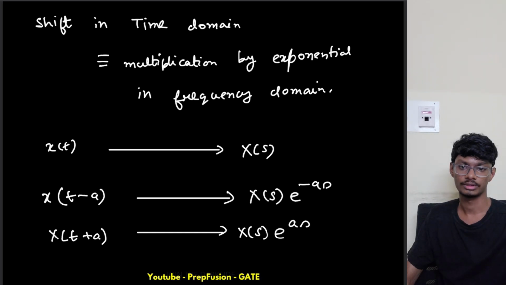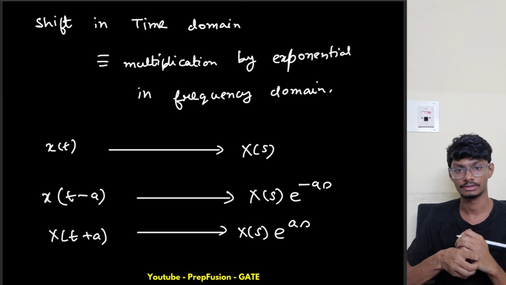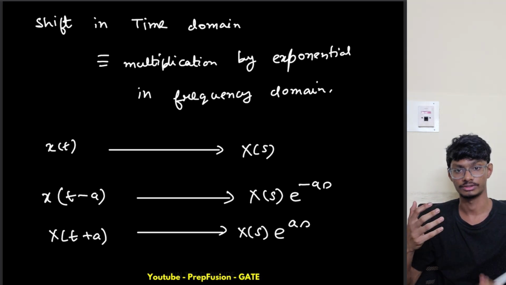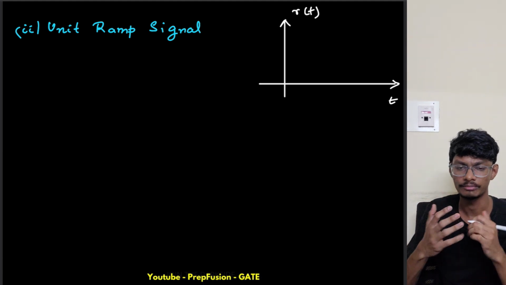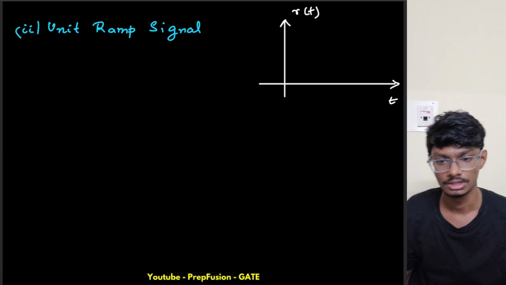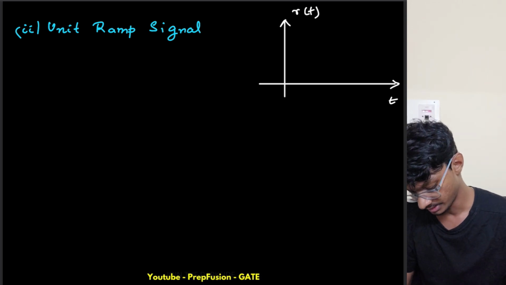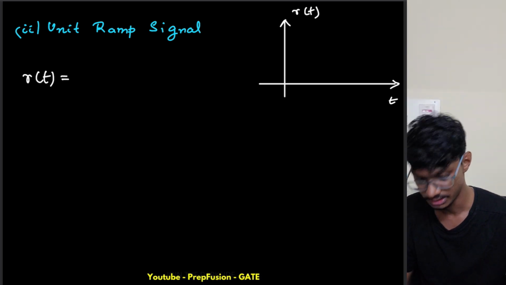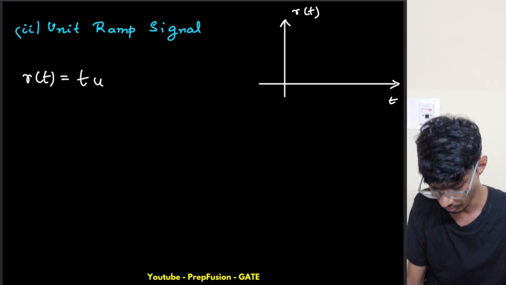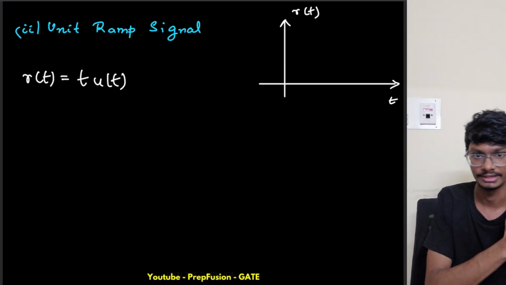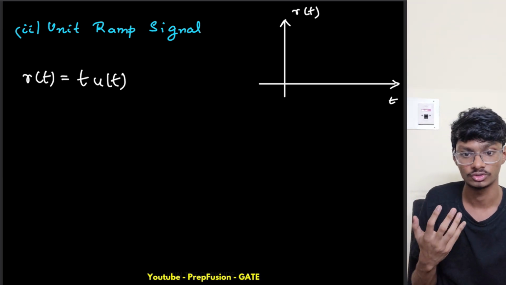Okay, so yeah, this is the unit step function. Now let's do the unit ramp function. So what does a unit ramp mean? I hope you know ramp. It's basically a linear function. Ramp is written as r of t. There it was written as u of t, here it is r of t. It is t times u of t. Okay, so what does t times u of t mean?